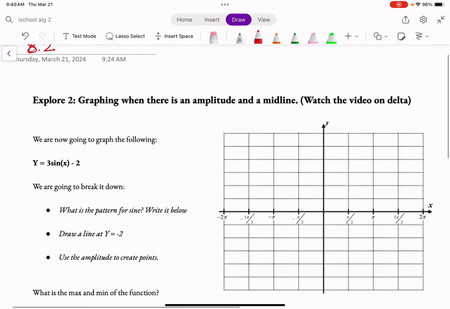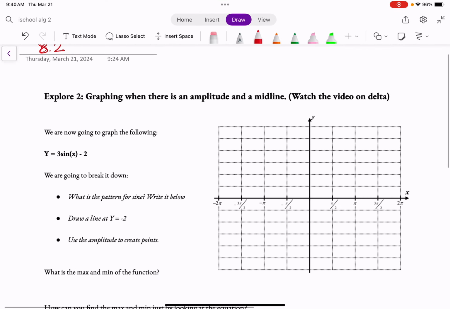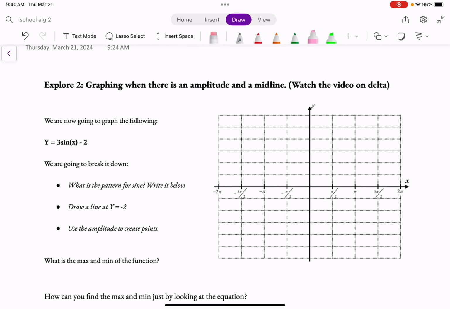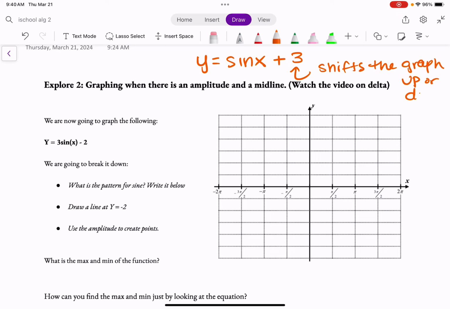Okay, so hopefully you guys have now explored what happens when you have a constant, right? If we have a constant like this, you should have noticed that this shifts the graph up or down, right? If it's plus c, it goes up. Every single point moves up. If it's minus c, every single point moves down, including the zeros, okay?